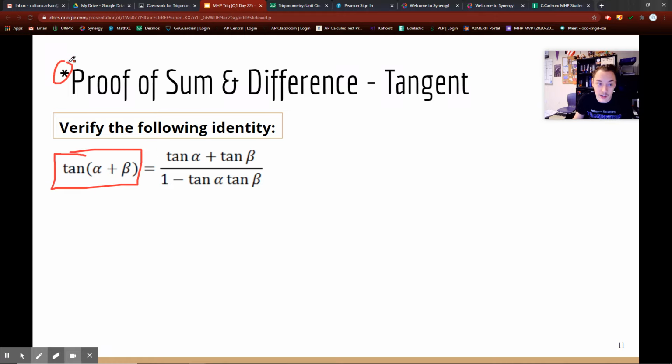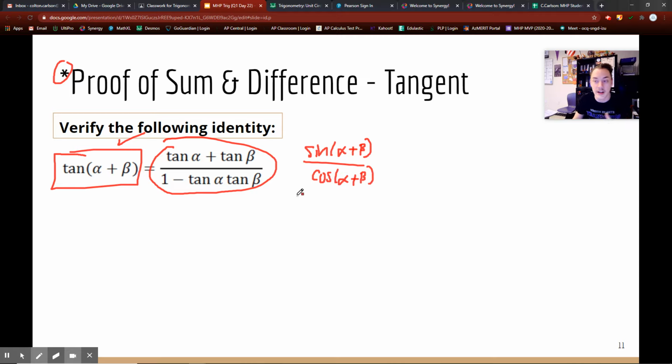That's why I put a star here. I don't want to take up any more of this video's time, but by all means, you can verify that this is true by just using this side, by using sine of alpha plus beta all over cosine of alpha plus beta. And then obviously, what is cosine of alpha plus beta? You already know the formulas from this lesson. You keep going, and then you would eventually get that. You would verify the identity.